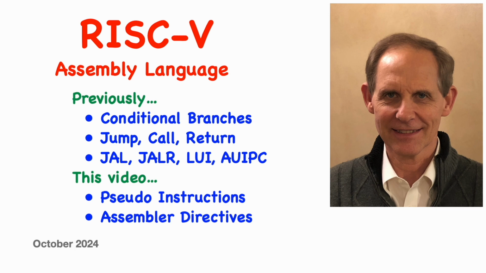In previous videos, I described instructions that change the flow of control, namely the conditional test and branch instructions and the jump, call, and return instructions. I also described how the jump and link register, the load upper immediate, and the add upper immediate to PC instructions work, and how these four machine instructions are used to implement a number of pseudo instructions. In this video, I'll continue discussing various pseudo instructions, and I will describe the main assembler directives that you're likely to encounter or need. Okay, let's get started.